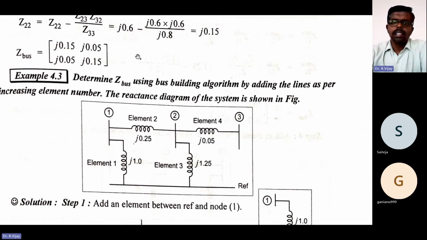Sir, the shortcut is not understandable for me. You go with the formula. That is your own wish.